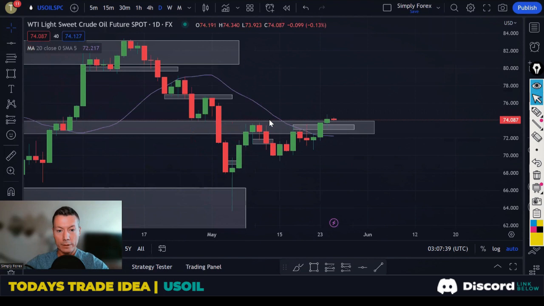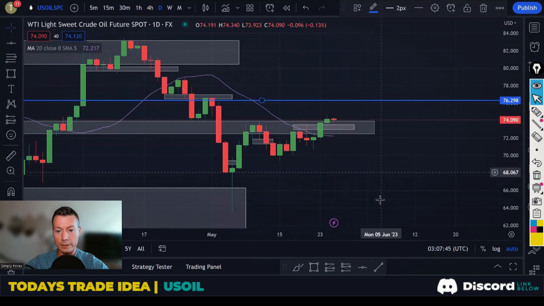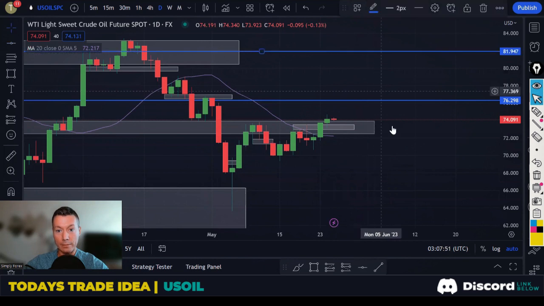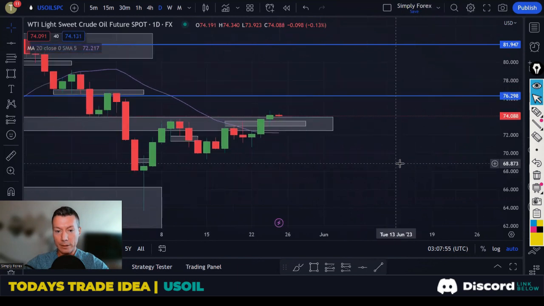If we zoom out a little bit, we've got targets all the way along. So this will be a target, guys. But potentially we could take it all the way back up to this 82 up here. This could also be a target. So that's what we're looking at, guys.